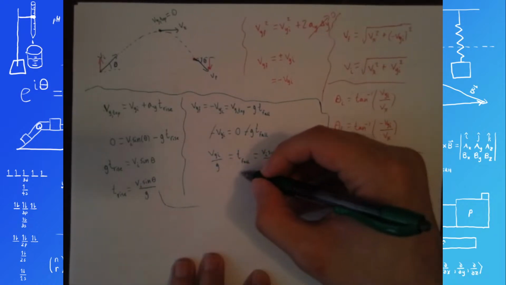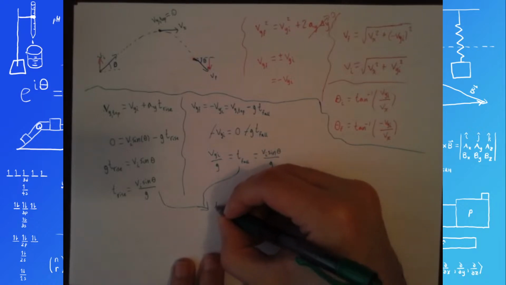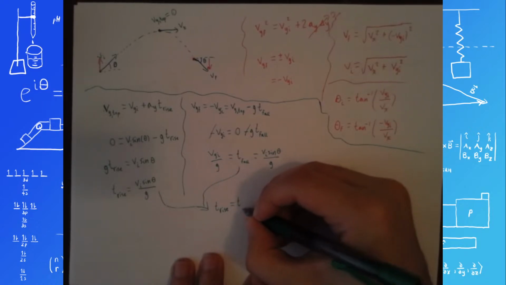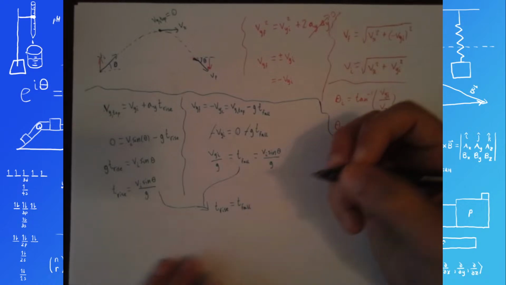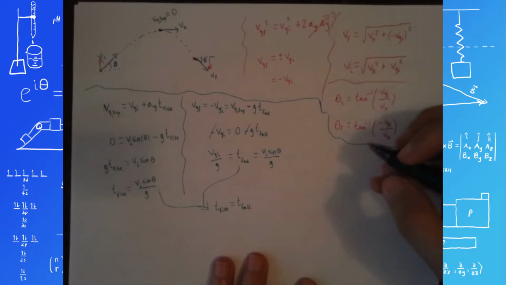Conclusion: if we combine these two things together, time to rise equals time to fall, for the symmetric case and the symmetric case only. We are going to see a lot of projectile problems where things are not entirely symmetric.